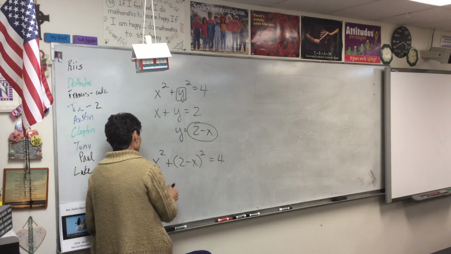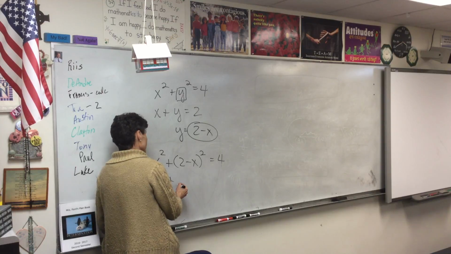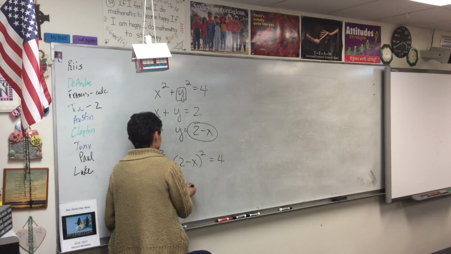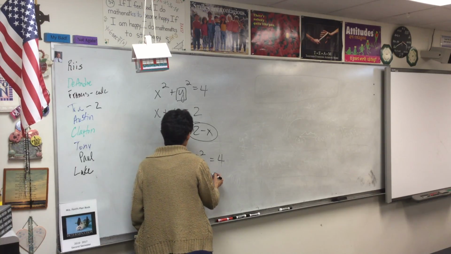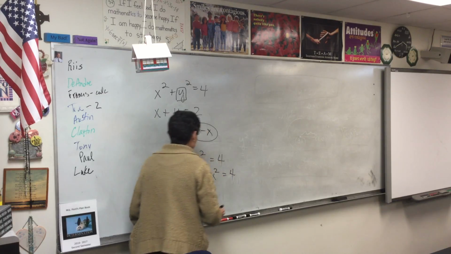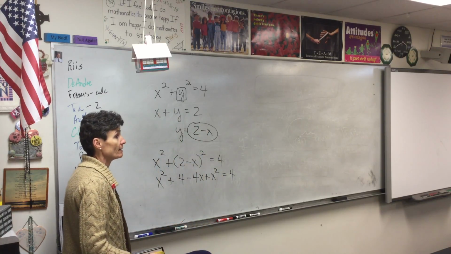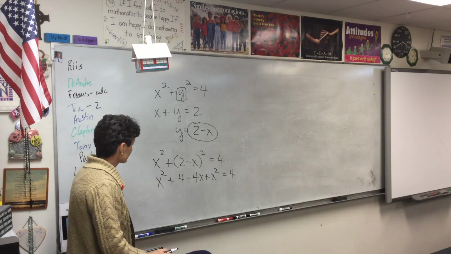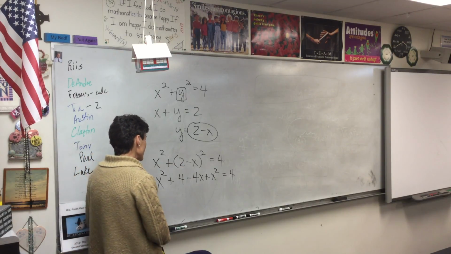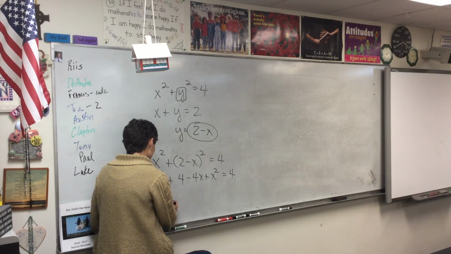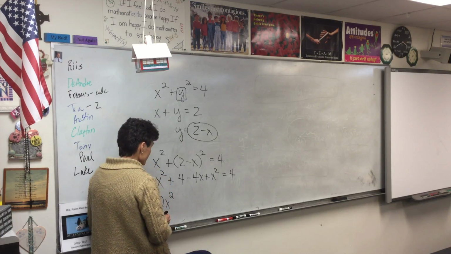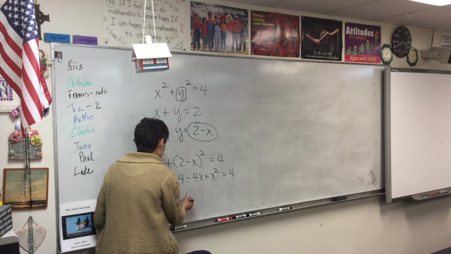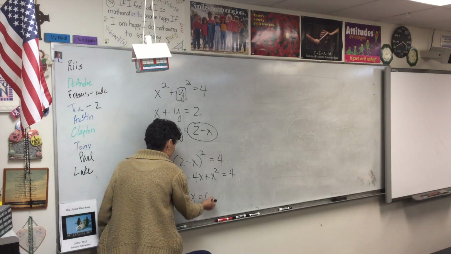Now that's a FOIL. FOIL it, FOIL it. I can FOIL that in my head because I'm old. If you can't FOIL that in your head, then you're going to want to FOIL it off to the side. So what do we got when we clean that up? 2x squared minus 4x equals 0.